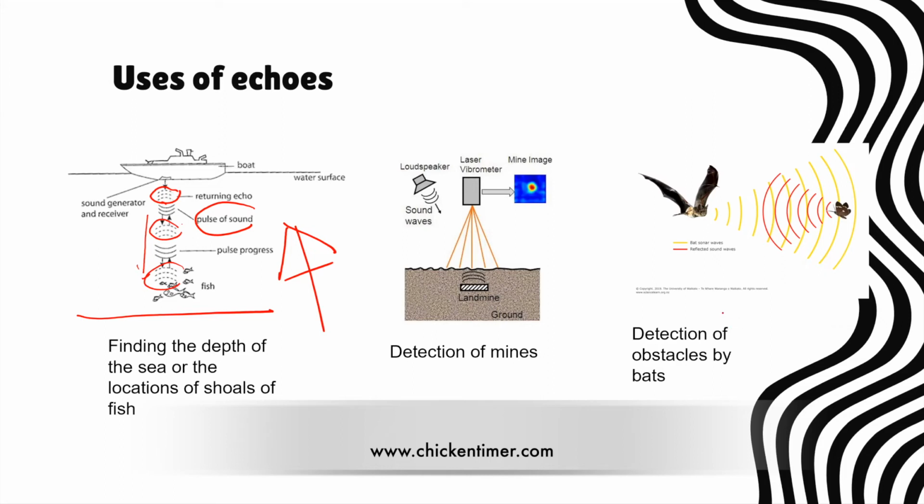And then the detection of obstacles by bats, you just need to know they use echo. These two are not commonly seen in calculation questions, but they may ask you for an explanation, like a 1 mark explanation. It's still possible. For bats and detection of mines, I don't really see that kind of question.